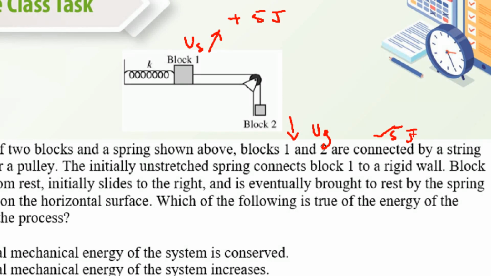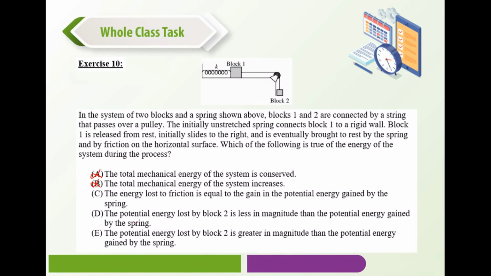So if this loss is minus 5 joules, then this gain would be, for example, plus 4 joules, which makes the following statement correct: the potential energy lost by block 2 is greater in magnitude, because there's a minus sign, than the potential energy gained by the spring, which makes E the correct answer.